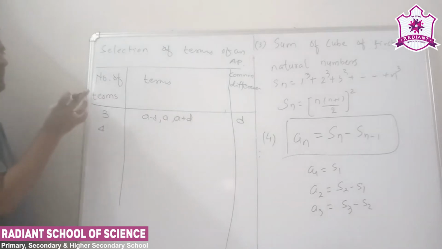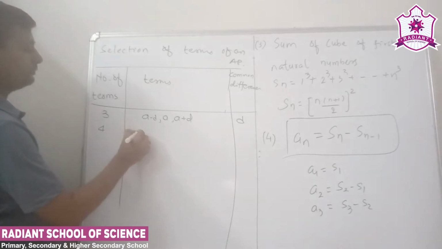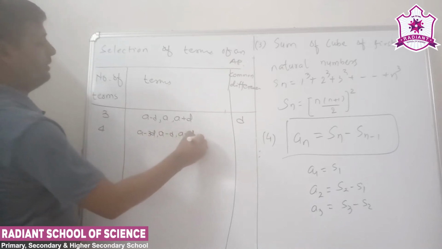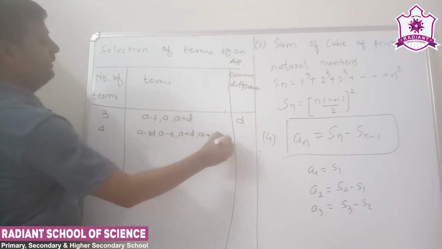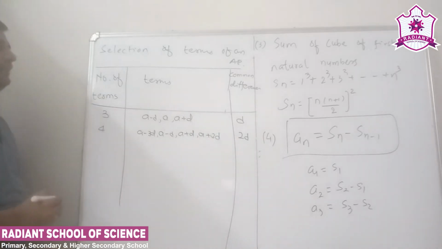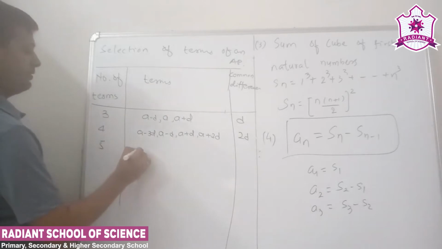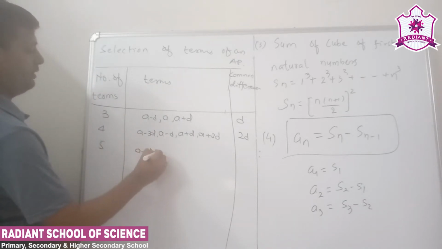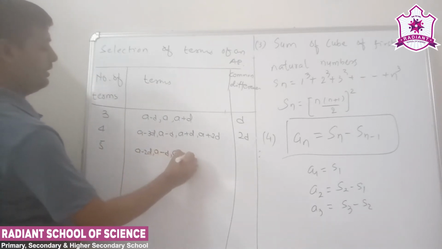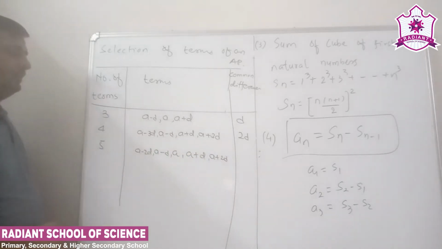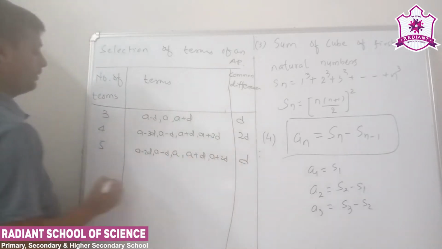Four terms हैं, four terms are in consecutive terms in the AP, then your assumption a minus 3d, a minus d, a plus d and a plus 3d. डिफरेंस यहाँ पे 2d आएगा, तो याद रखना इवन है तो 2d, ऑड है तो d. ओके, 5 टर्म्स, सो हियर a minus 2d, a minus d, a plus d and a plus 2d. Clear? Okay, so again difference d because odd.